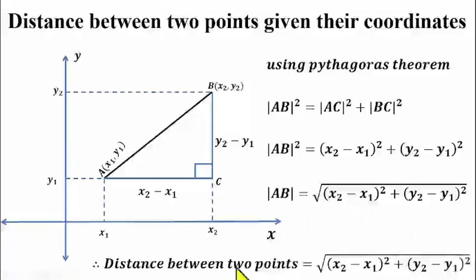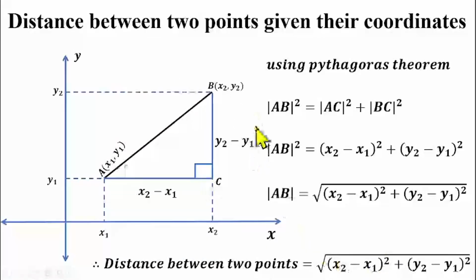So if I want to find the distance between 2 points, given their coordinates, all I need to remember is this formula: the square root of x2 minus x1 squared plus y2 minus y1 squared. Anytime you want to find the distance between 2 points on the graph, given their coordinates, you can use this formula.